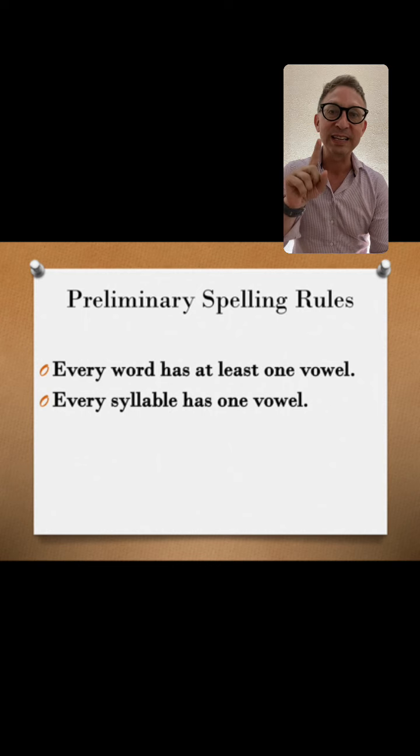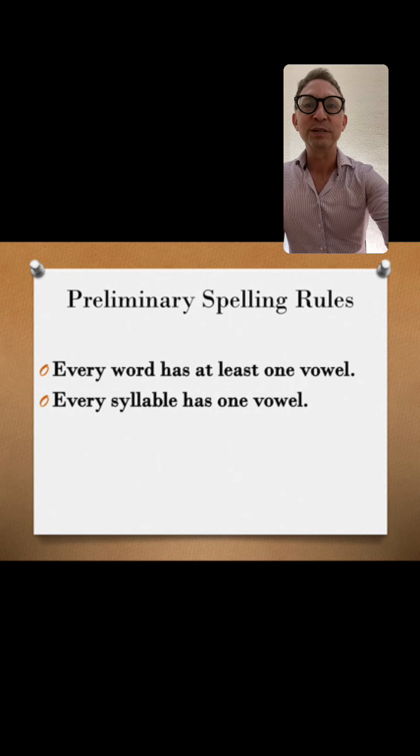First of all, preliminary spelling rules. Every word has at least one vowel: A, E, I, O, U, or Y. Secondly, every syllable has one vowel. So even when you break a word down, you have to break it down through syllables. All right, now let's go into some of the specific rules that we looked at.